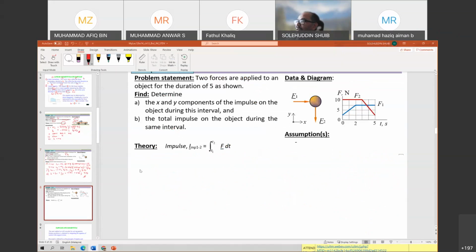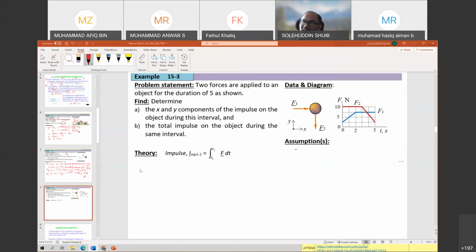Our last example for this section, before we take a break, is 15.3. I'll give you a few minutes to read this question. Look at the question carefully.